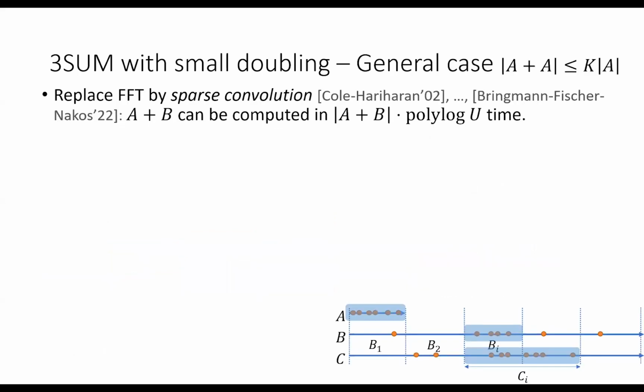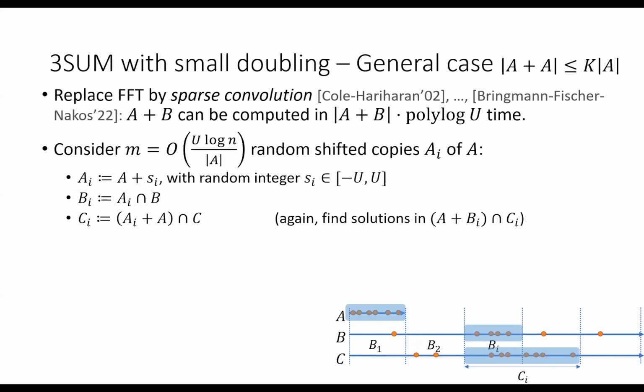To generalize this algorithm to the general small doubling case, where A plus A is smaller than k times A, we need to replace this FFT subroutine by the sparse convolution, as we mentioned earlier. And the other modification that we need is that we no longer use the simple decomposition based on intervals, but instead we consider several randomly shifted copies of A. So each of these copies Ai is defined as A shifted by a random integer si, and then we define the group Bi to be the shifted copy of A intersect B, and then we define Ci to be Ai plus A intersect C. So for a similar reason, again, we only need to care about solutions in A plus Bi intersect Ci.